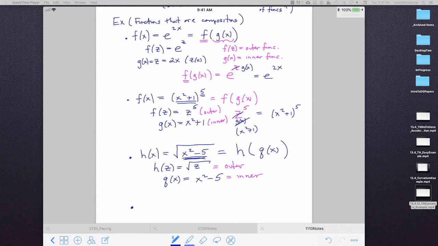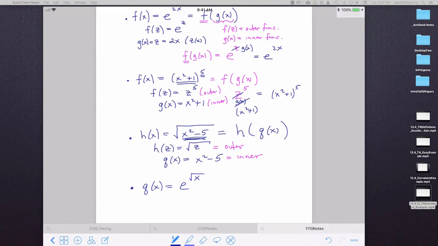How about q of x is equal to e to the square root of x? These are the ones that usually give the most trouble because it looks like what's on the outside is this square root of x. It looks like the farthest to the right, or it's hard to understand the spatial relationships here.